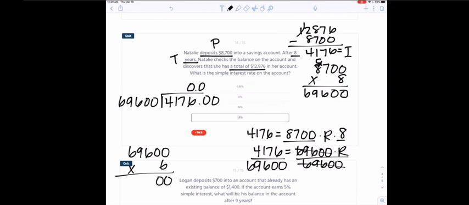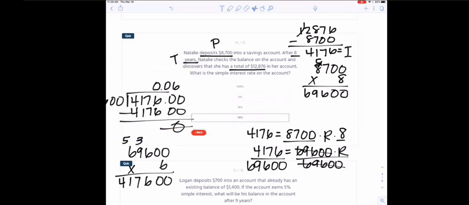So 6 times 0 is 0, 6 times 0 is 0, 6 times 6, 36, carry the 3. 6 times 9 is 54, plus 3 is 57, carry the 5. And 6 times 6 is 36, plus 5 is 41. That's exactly how much we needed. So we're going to put the 6 here, 41, 76, 0, 0. I subtract, I have nothing left over.